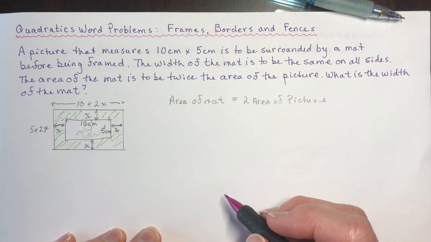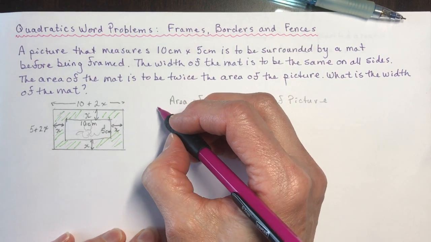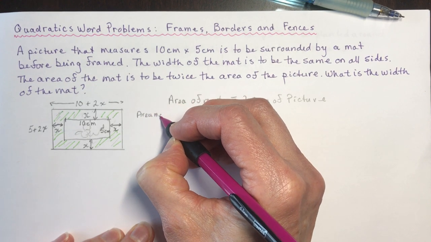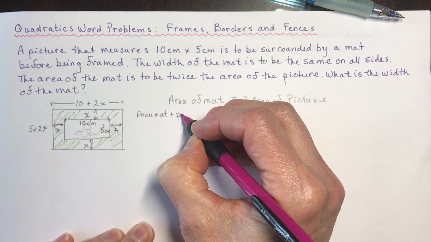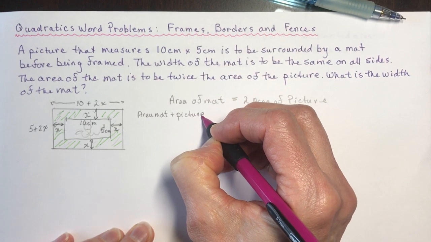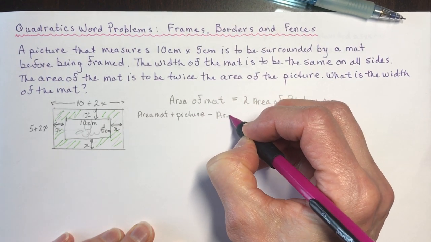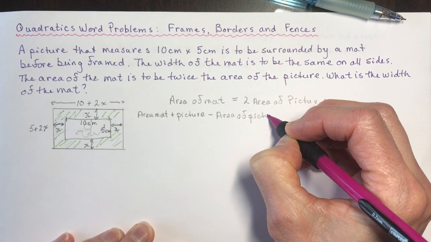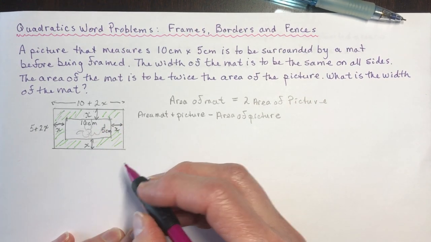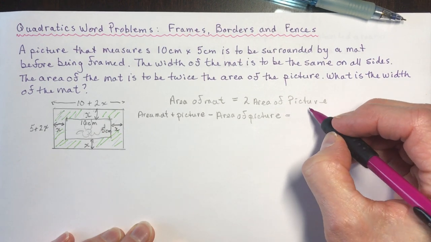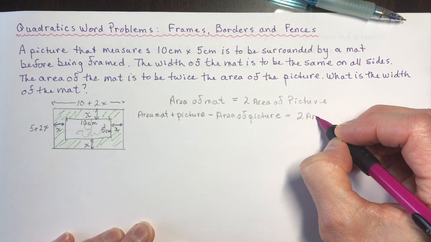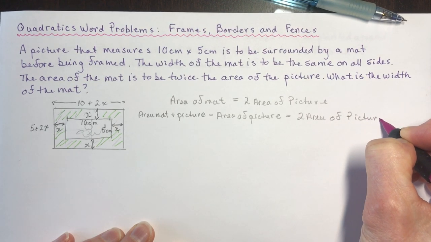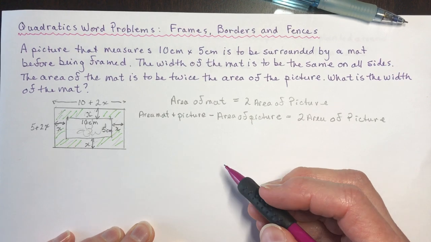Okay, so now the area of the mat is going to be the area of the mat plus the picture minus the area of the picture. We just explained that, right? If I take the whole thing and I take out the picture part, I'm left with the mat. And that has to be 2 times the area of the picture. So once you've got these words written down, then you can plug in your math here.